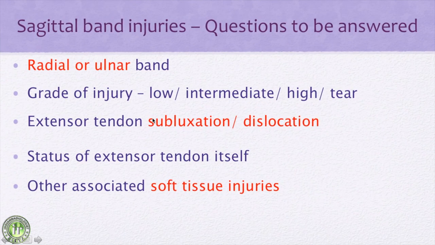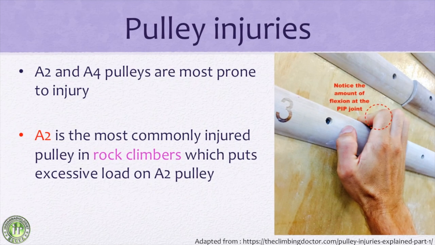So what things you need to mention in the report: which band is involved, the grade of injury, is there any extensor tendon subluxation or dislocation, what is the status of the tendon itself, whether it is torn, longitudinal splits or tendinosis, and what are the other soft tissue injuries. Next, we come to pulley injuries. So A2 and A4 pulleys, which are along the shaft of the bone, are the most prone to injuries. A2 pulley injury is particularly more common in rock climbers, and therefore it is also called rock climber finger. So whenever the PIP joint goes into extreme flexion, it puts a lot of load on the A2 pulley.